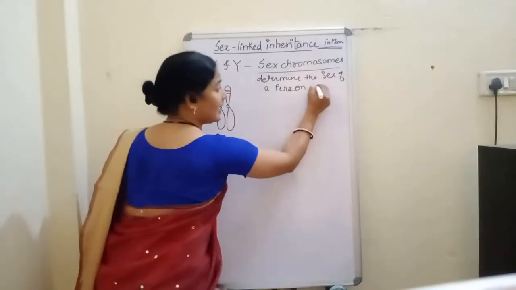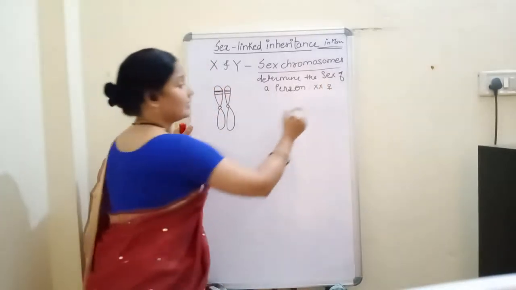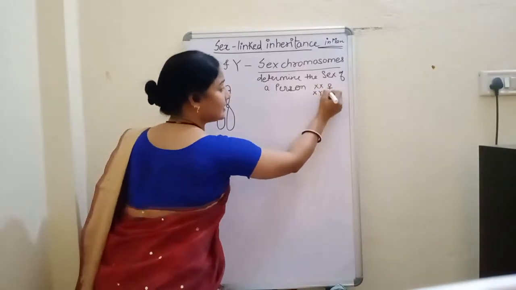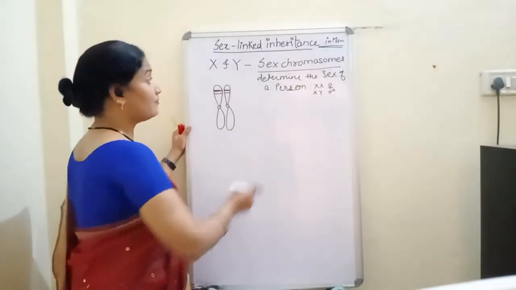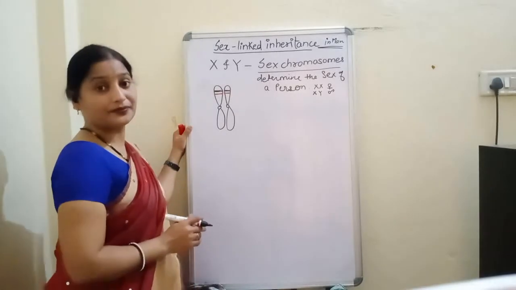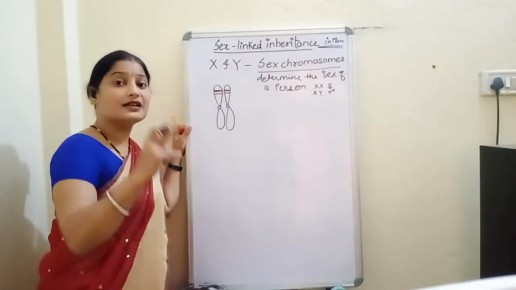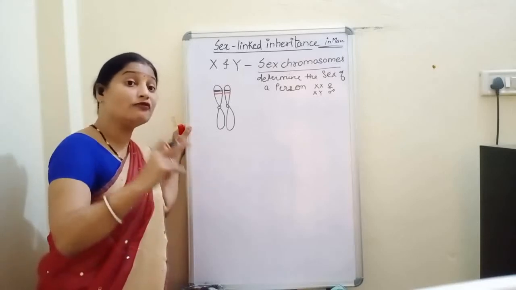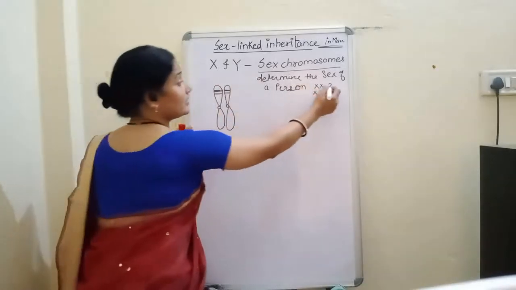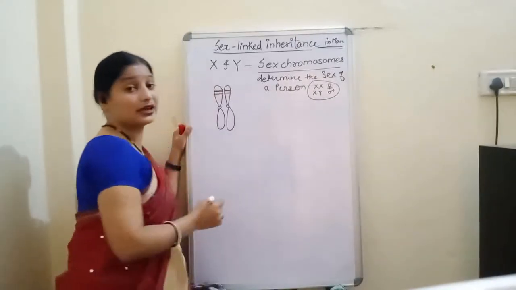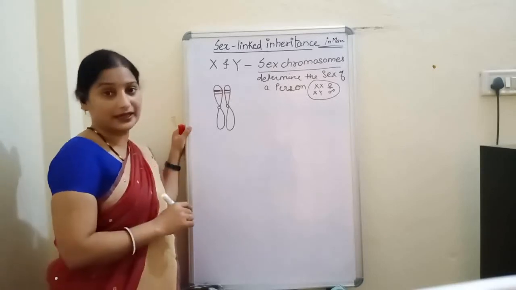If it is X and X, then what will be the sex of a person? And if it is X and Y, then male will be the sex of a person. Okay. Along with this, these sex chromosomes also contain some genes which describe body characters.